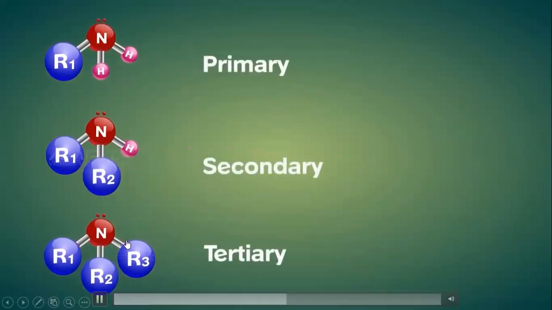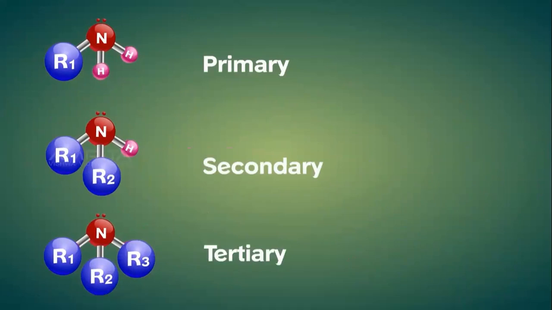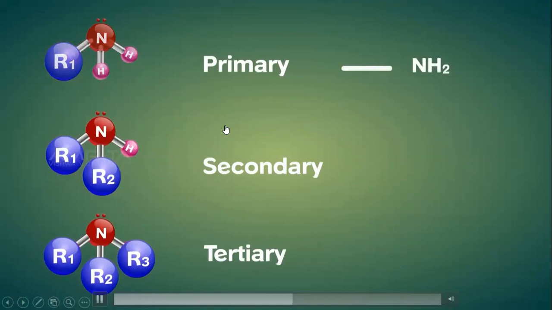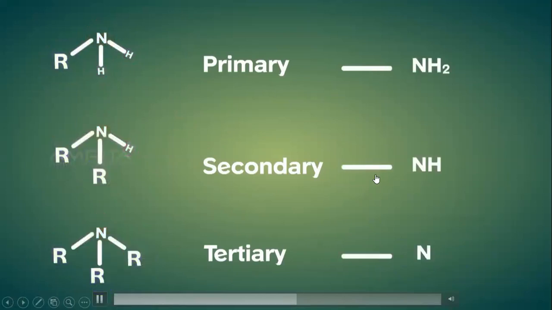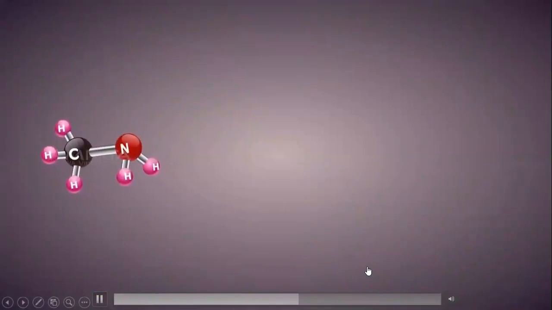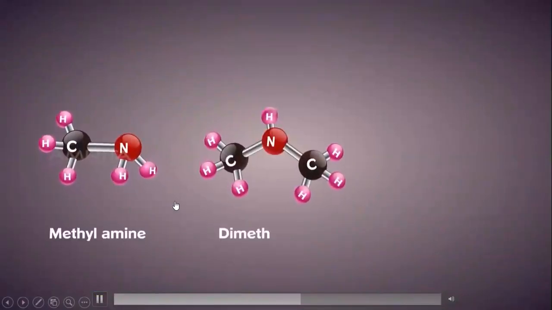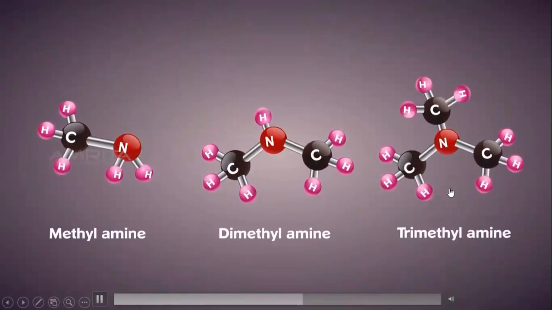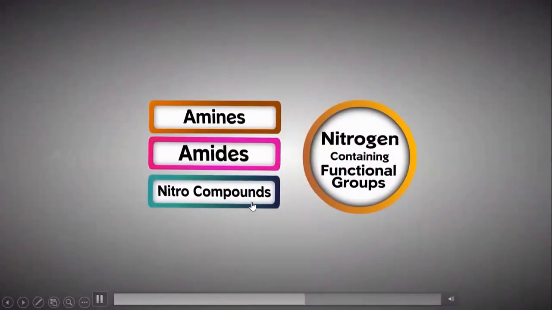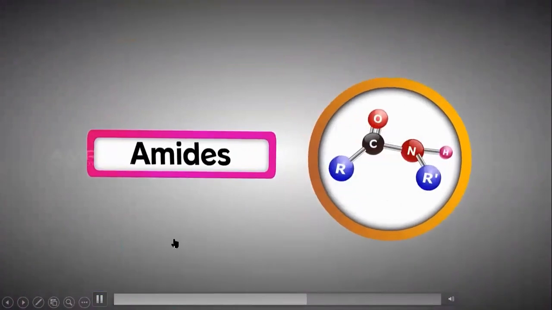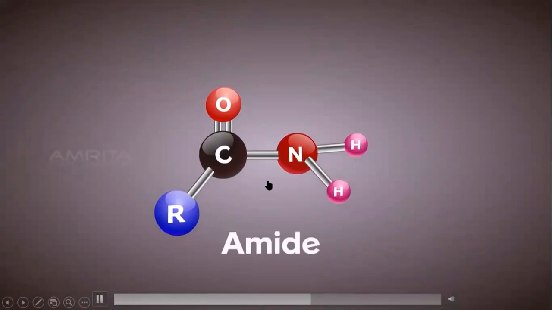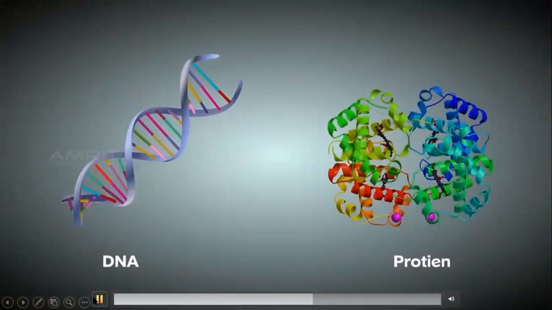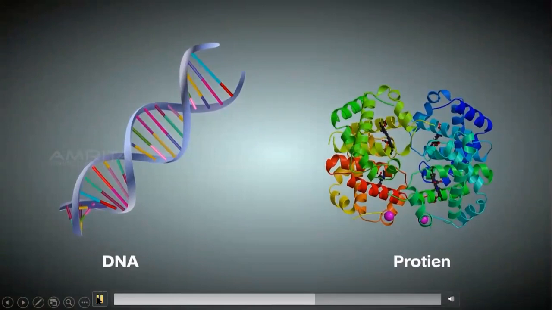Primary, secondary, and tertiary amines. It has the group NH2, it has NH, and it has simply the N group. It is methylamine, it is dimethylamine, and it is trimethylamine. Next are amides. Amides are C double bond O and NH2 groups. It is an amide. It is found in DNA and proteins.